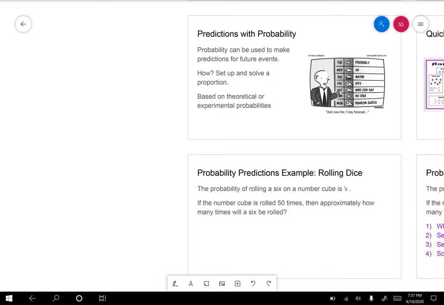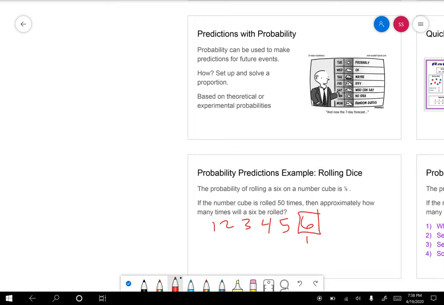First one, probability predictions example, rolling dice. So here, the probability of rolling a 6 on a number cube is 1/6, right? A regular dice would have 1, 2, 3, 4, 5, and 6. So the probability of rolling a 6 is only one out of the 6 options, right? 1 out of 6 outcomes.